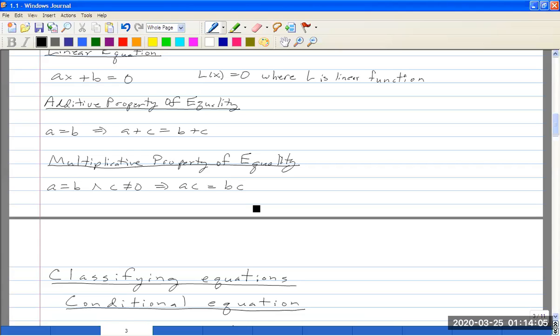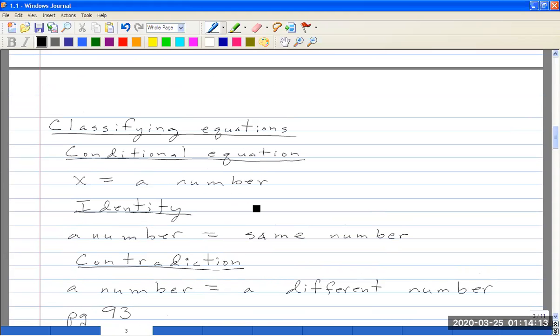Before I go on to actually solving equations, let me classify equations. We will say that an equation is a conditional equation if you can solve for the variable, let's call the variable X, and if you're able to say X is equal to some number. Almost every equation that we will be dealing with in this course will be a conditional equation. It'll be that you can solve it. So if you can solve it, it's called a conditional equation.